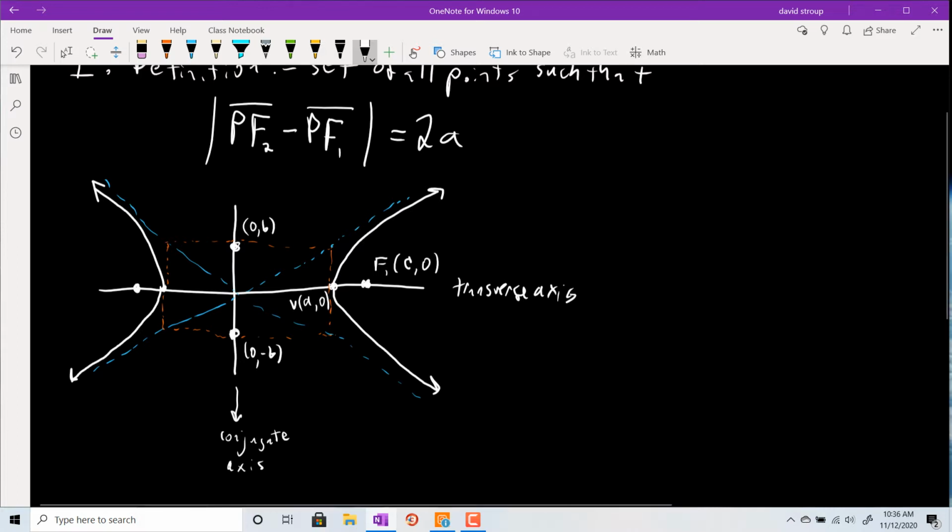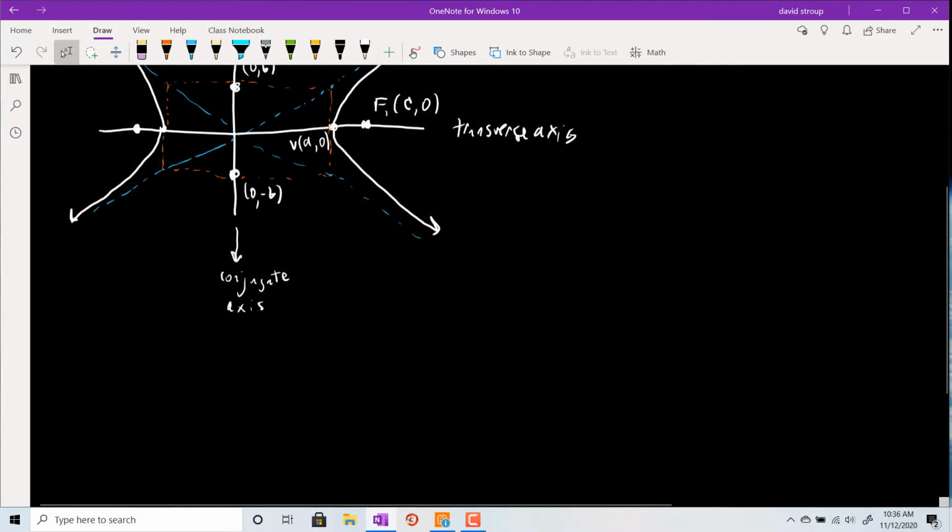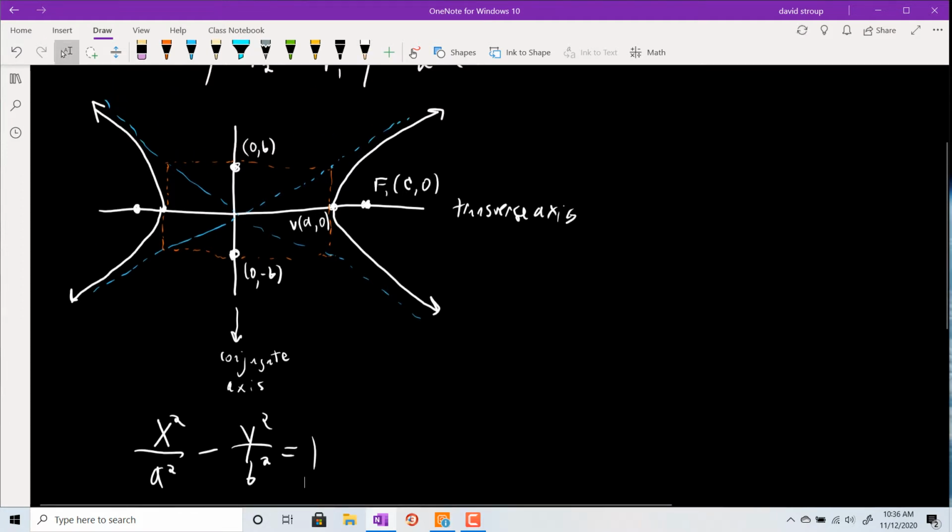The formula for this thing will be, again, a lot like the ellipse, but instead of the plus, you have a minus in between the two terms. So it's kind of easy to remember. Just put a minus there instead of the plus. Again, we have to worry about different orientations. So this is one orientation. Then, of course, you could have the transverse axis on the y-axis.